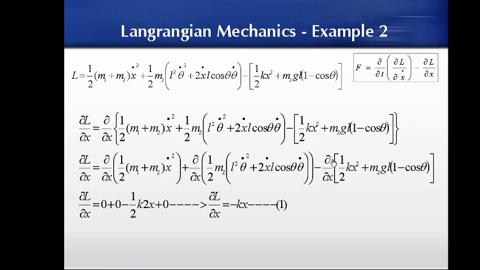So dou by dou x of 1 by 2 kx square is equal to 1 by 2 into k into 2x raised to 2 minus 1, that is x raised to 1. So minus 1 by 2 k into 2x. Okay, so these 2 and 2 get cancelled, and finally you will be getting dou L by dou x equal to minus kx. So this is equation number 1. So I got the expression for this term.